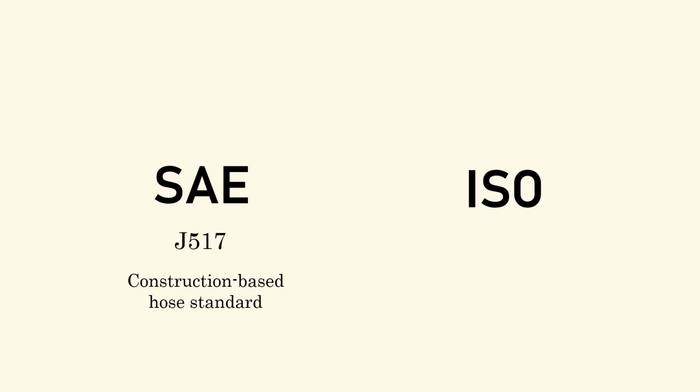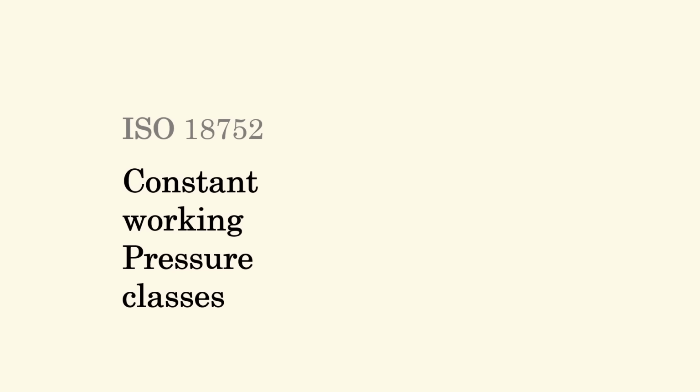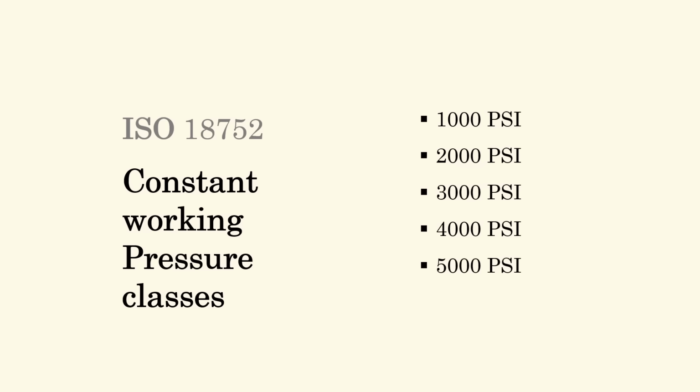Now another popular hose standard, ISO 18752, also known as the constant pressure hose. This is a modern performance-based standard. Instead of asking how the hose is built, ISO asks what pressure the hose can survive and for how long. So ISO 18752 defines the hoses by constant working pressure classes such as 1000 psi, 2000 psi, 4000 psi, and so on.